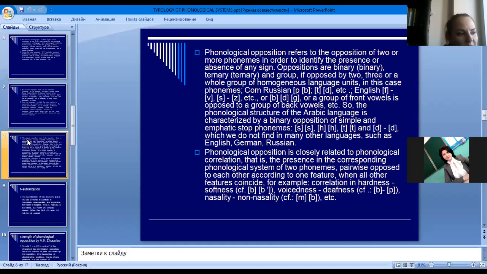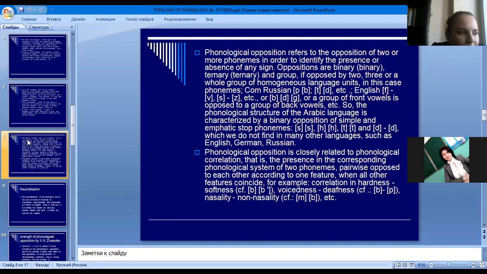Oppositions are binary when we speak about two elements, ternary or tertiary when we speak about three elements, and group if opposed by two, three, and a whole group of language units. In this case, for example, phonemes in the Russian language, b and b', d, pair phonemes can be compared, and this will be a binary opposition. In English, the same pair phonemes, f, v, s, z, and so on. Or it may be a ternary opposition as b, d, g, or a group of front vowels opposed to a group of back vowels, and so on.